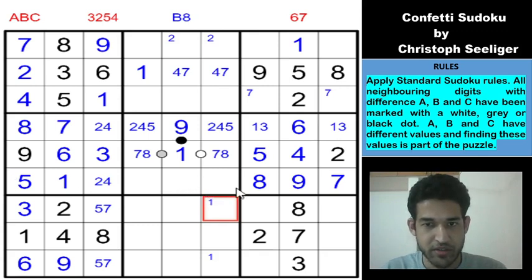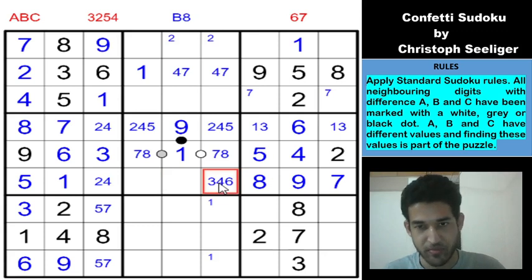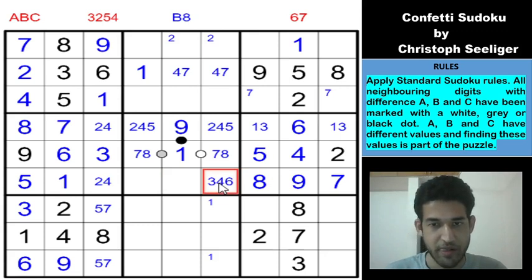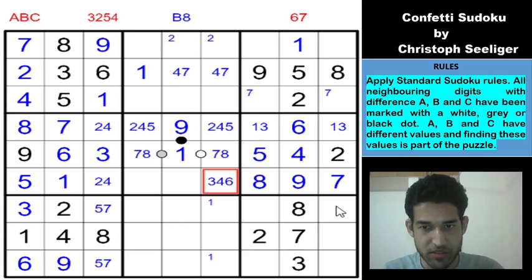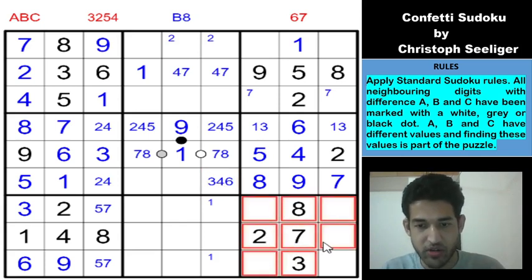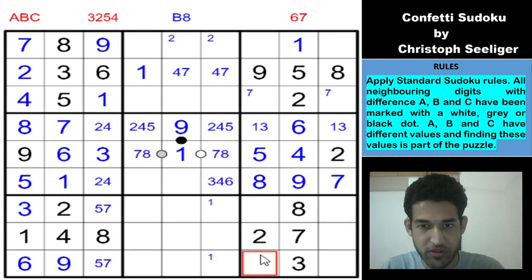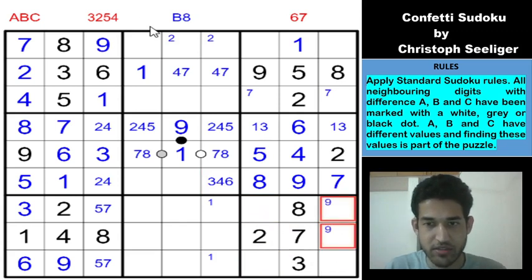So in row 6, the digits 7, 8, 9, 1, 5 are placed already. Remaining candidates are 2, 3, 4, 6, but 8 can't take a 2. So this is 3, 4 or 6. Let us look at this box now. We haven't yet looked at this box. 9 can't go into these two cells and 9 can't go near the 3. So 9 will be in one of these two cells.